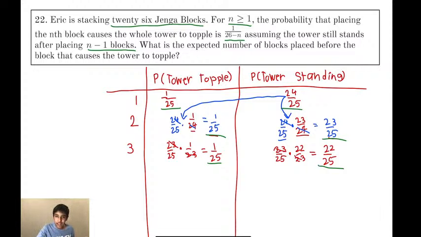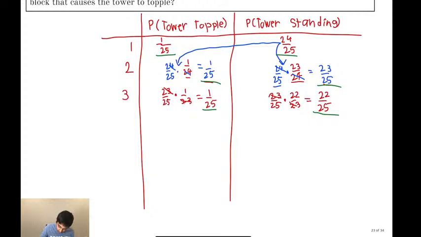The pattern is just that, you see here, it goes down by 1 each time. And this tower topple remains static, same. So let's just do dot to dot all the way till 24. Okay, so for 24, what is the probability it will topple?